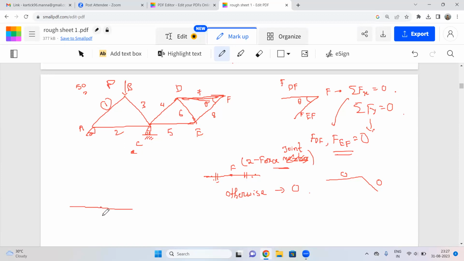Now from this concept itself, suppose this is your joint A. In this direction you have one force, in this direction you have one force, and here you have another one. So suppose this is F1, this is F2, this is your F3. This is one pin joint. So can you tell me what will be the value of F3? This is not a two force joint, right? This is a three force joint.